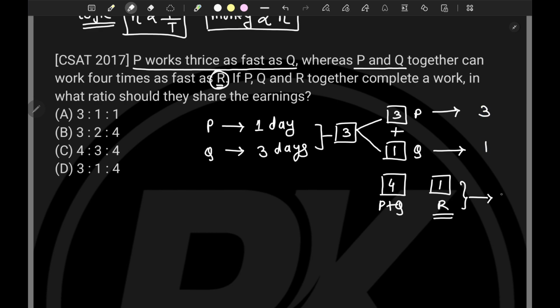So P as to Q as to R, their work proportions will be what? P will complete 3 portions of the work, Q will complete 1 portion of the work, and R will complete 1 portion of the work. And according to work only, they will get their salaries, and hence the ratio of their shared earnings will be 3 as to 1 as to 1, which is option A. Understood?